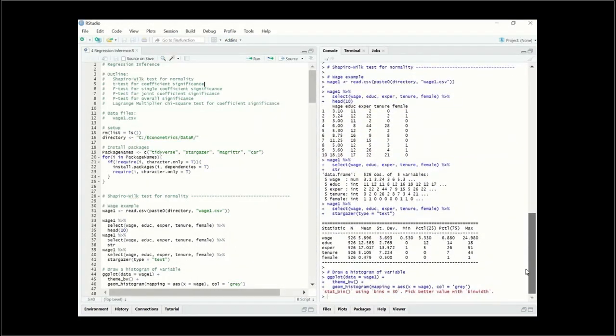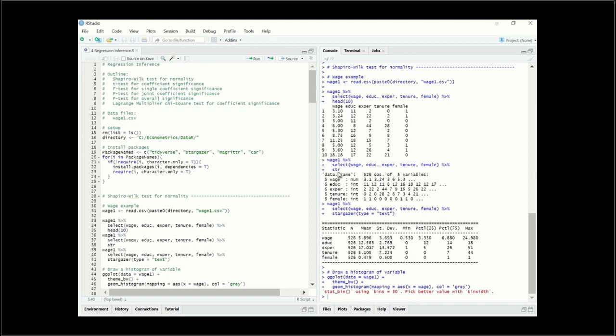So these are the variables that we have, wage, and these are the first few observations, the first few rows of the data. We have education in years, experience in years, tenure as the tenure of the person in the company in years, and here is an indicator variable, 0 or 1, indicating if the person is female, it gets a 1. Otherwise, for males, it gets a 0.